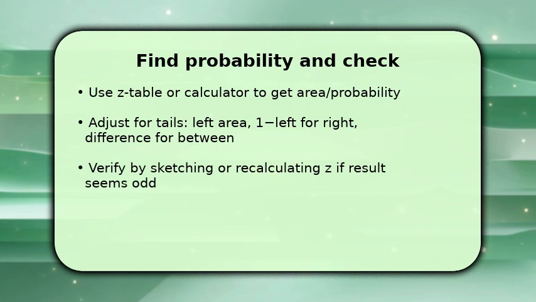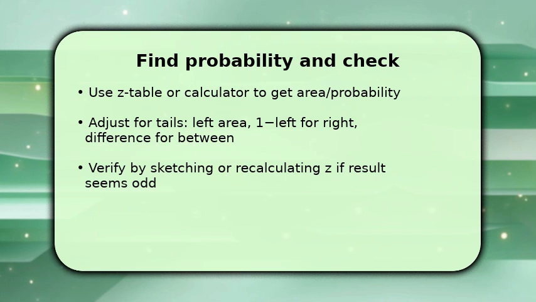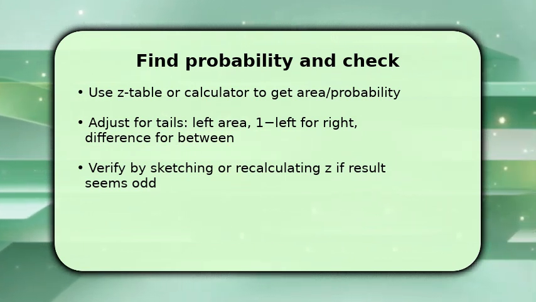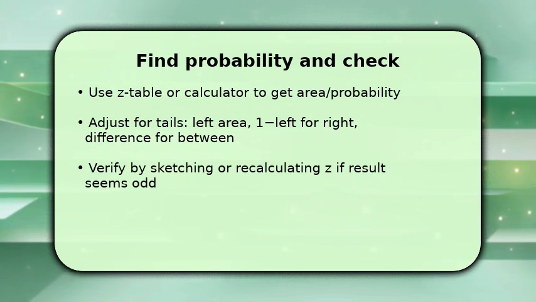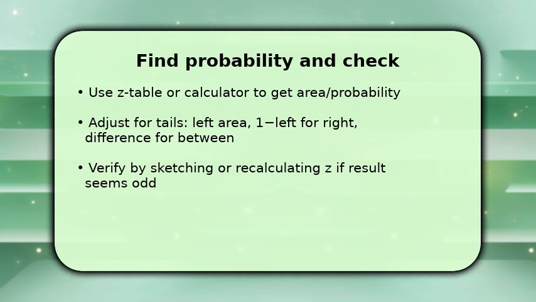Once you have the probability, interpret it in context: percent chance, proportion, or expected count. If the result looks counterintuitive, sketch the distribution and recompute Z's. Common mistakes are sign errors or mixing up tails, so check those first.